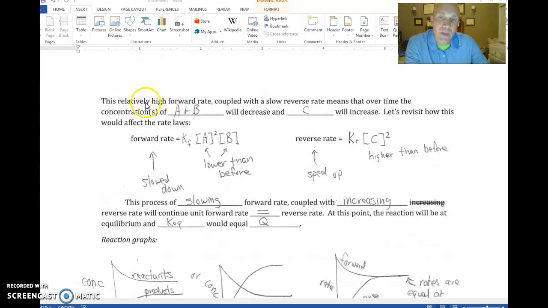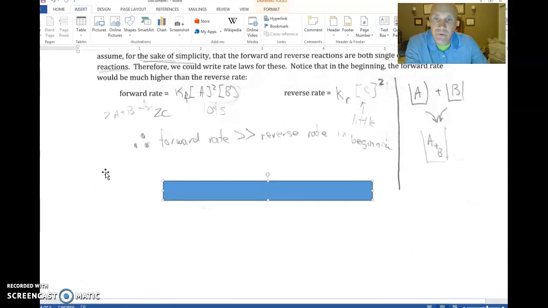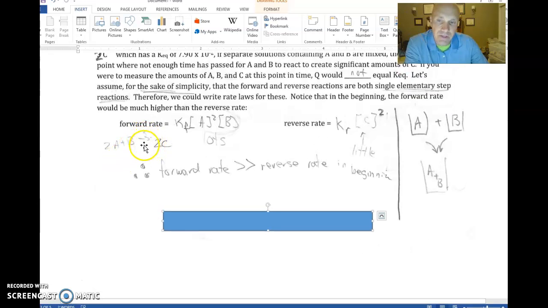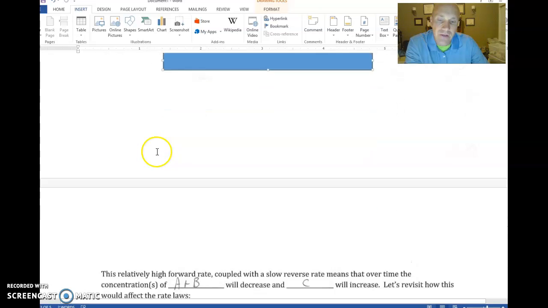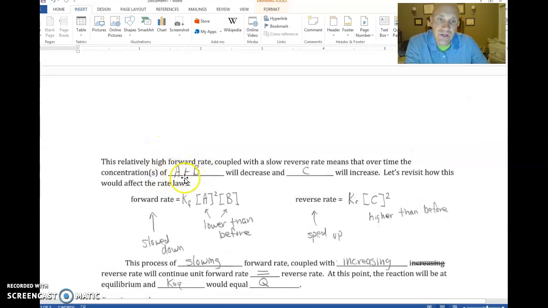So what's going to happen if we have a relatively high forward rate? All right. Well, if you have a high forward rate, this should be a double-headed arrow. You're going to start to see the amounts of C build up, but you're also going to see the amounts of A and B go down, because that high forward rate is going to reduce reactant amounts and increase product amounts. So the concentrations of A and B are going to decrease, and the concentration of C, the product, is going to increase.